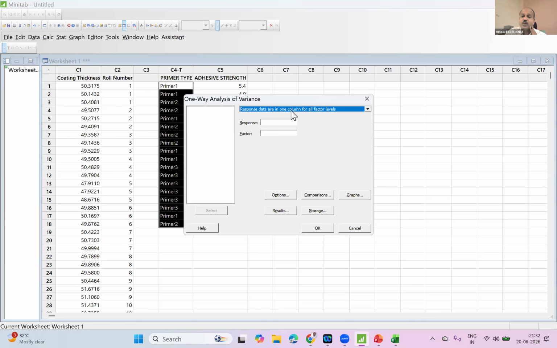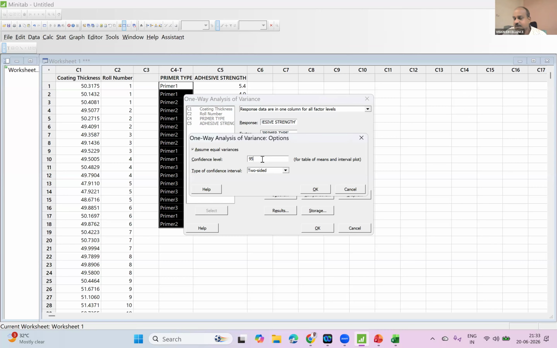Now the response data in one column. Yes, response data in one column, which come here. Place your cursor here, then only the left side will be visible. This is the response, column 5. So click and select. Where is your factor? Factor is primer. Select this column 4. Hope you understand now how I input the data. Now go to Options.